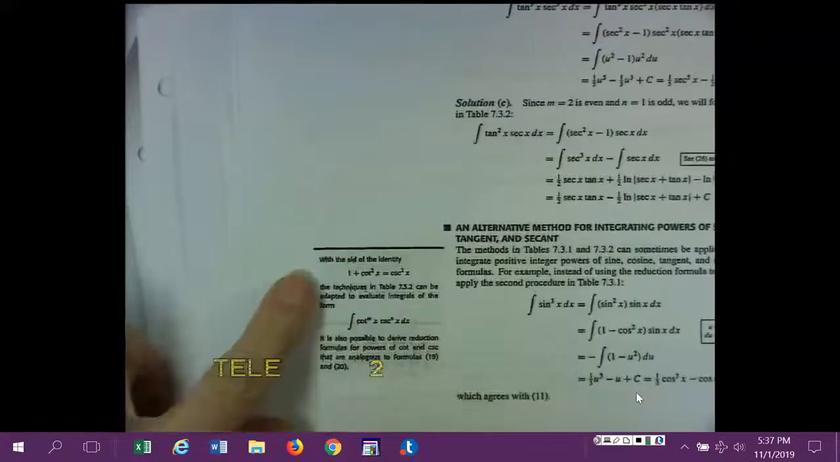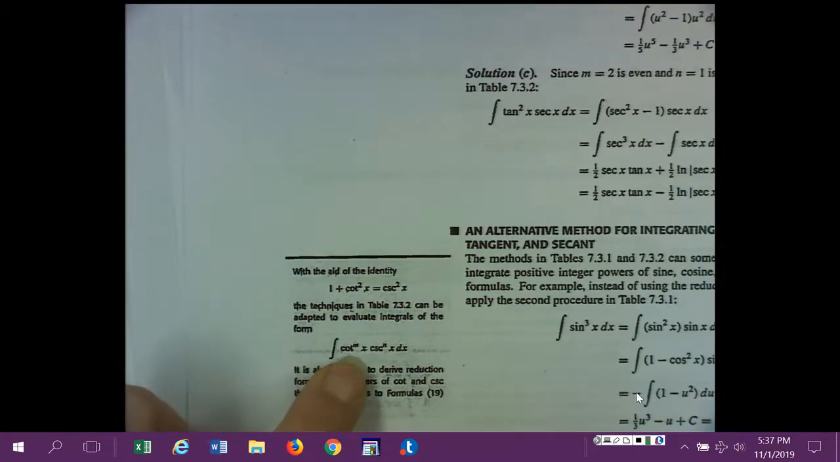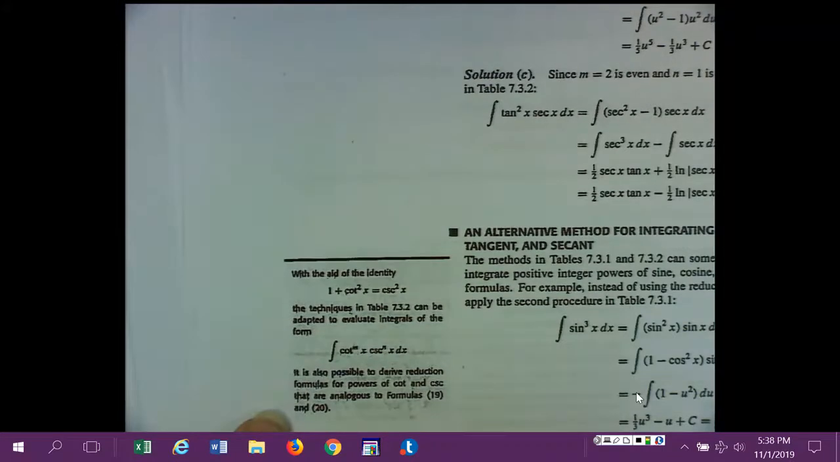It says, with the aid of the identity that 1 plus cotangent squared equals cosecant squared, the techniques in table 7.3.2 can be adapted to evaluate integrals of the form cotangent to the power of m times cosecant to the power of n. It is also possible to derive reduction formulas for powers of cotangent and cosecant that are the same or very similar to the formulas that we have here. So this particular section does not concentrate heavily on reduction formulas for cotangent and cosecant.